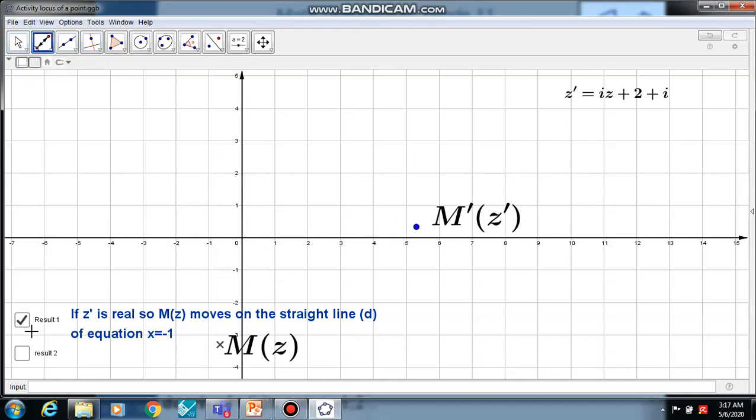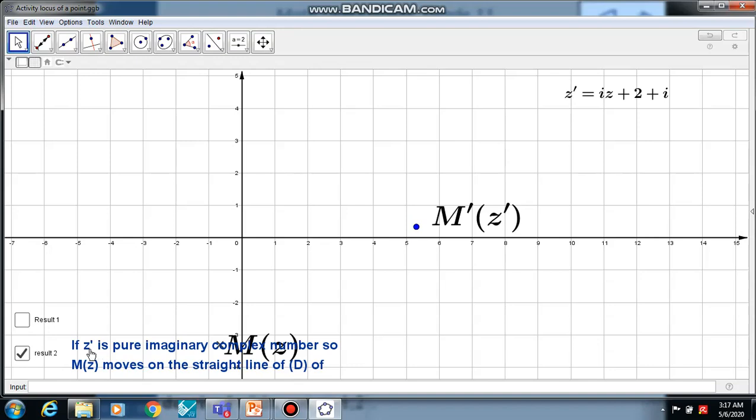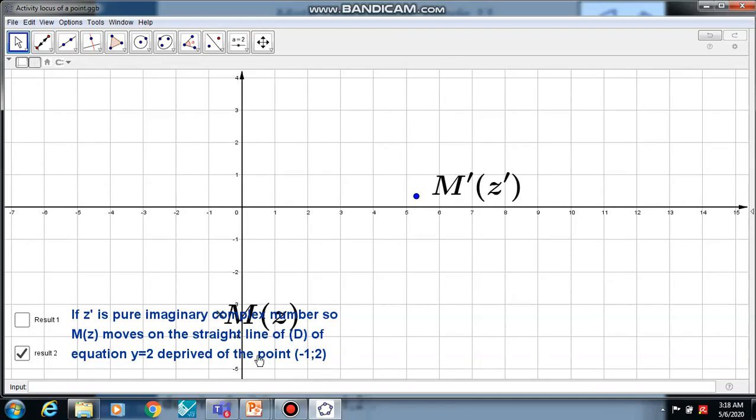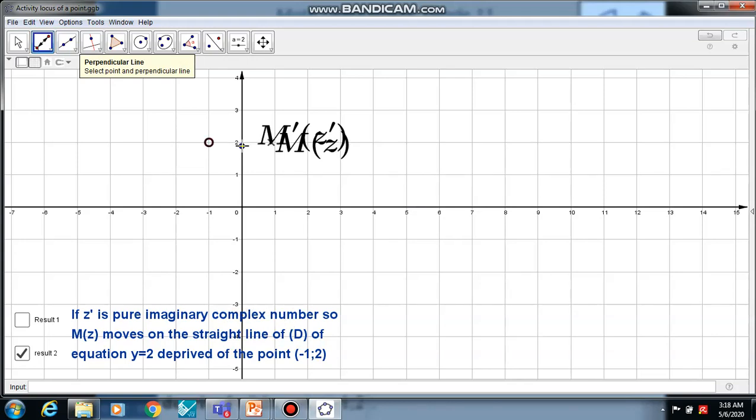Now I want to verify the second result. If z prime is a pure imaginary complex number, then M of affix z moves on the straight line D of equation y equal to 2, deprived of the point minus 1, 2. So first, if z prime is a pure imaginary complex number, M prime must be on the y prime or y axis. So I attach the point M prime on the y prime or y axis.